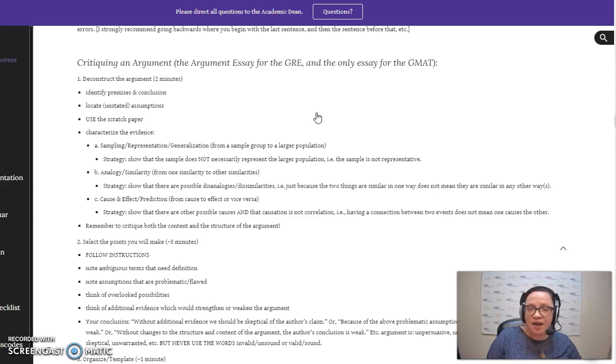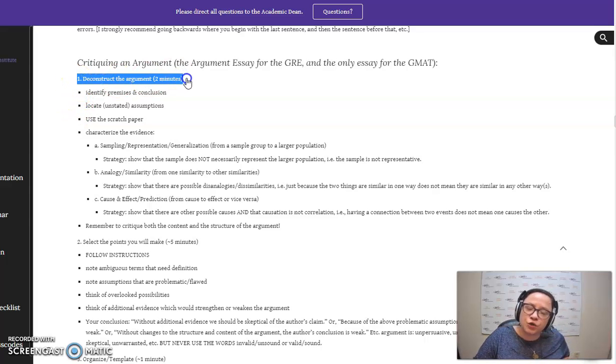Some students may have no familiarity with logic. I encourage you to go look up your logic notes from whenever you took a logic class potentially, or to at least become familiar with the three primary argument types that you're going to see. So deconstructing the argument is still the first 2 minutes of preparing to write this essay.